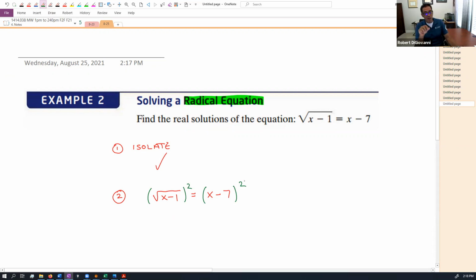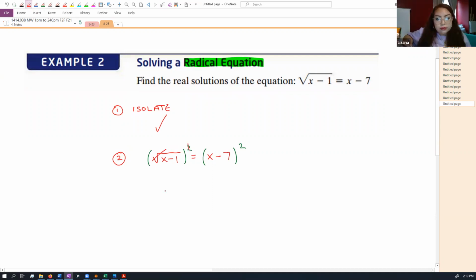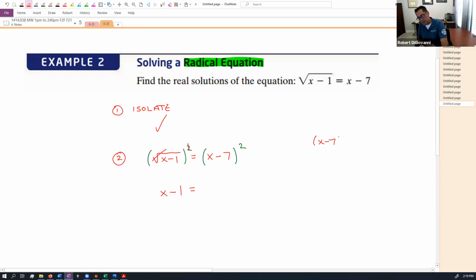Now, Lisana, are we going to have to check our answers? Yes, because we did an even power on both sides. Okay, so let's go ahead and do this. I'll let you go one more step. What does the left-hand side become? X minus 1. Okay. And then on the right side, what are you going to have to do? This is not as simple as just squaring each one, right? Foil. Yeah, FOIL. So I'm going to do that over here on the side. I'm not even going to show that work, I'm just going to write down what it is.